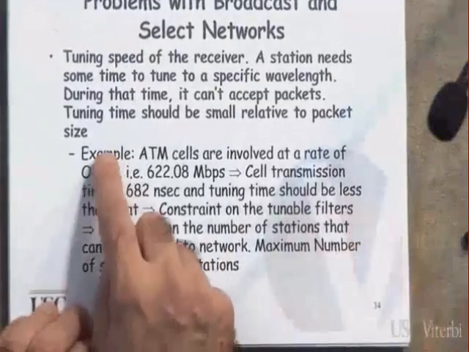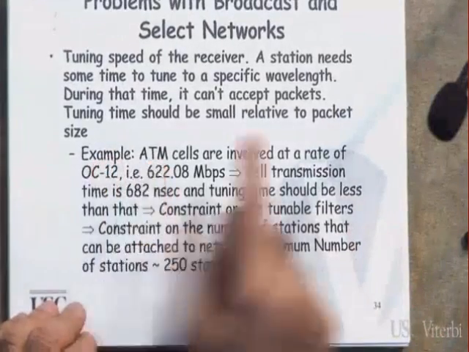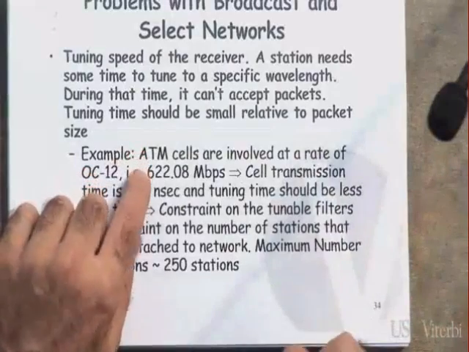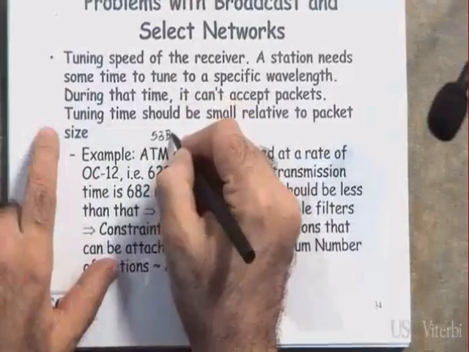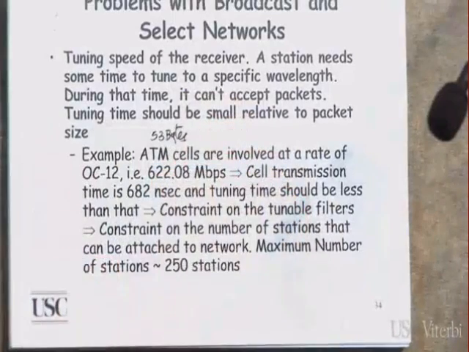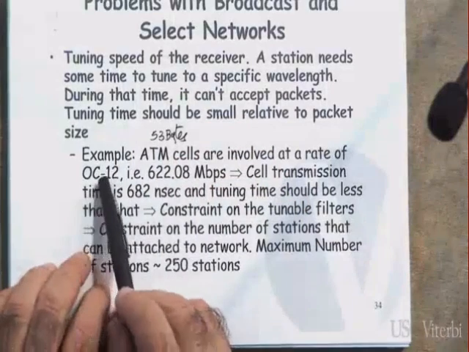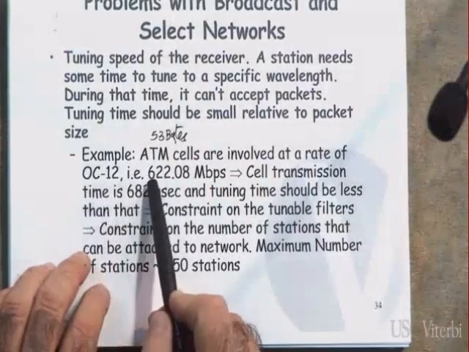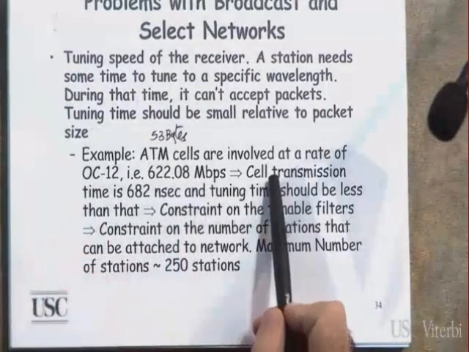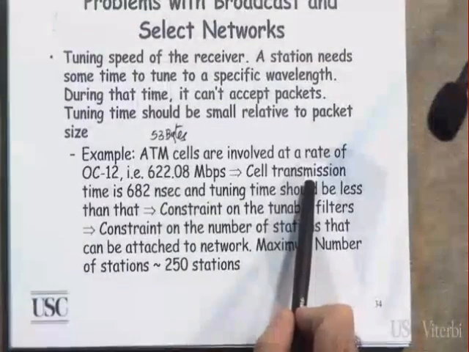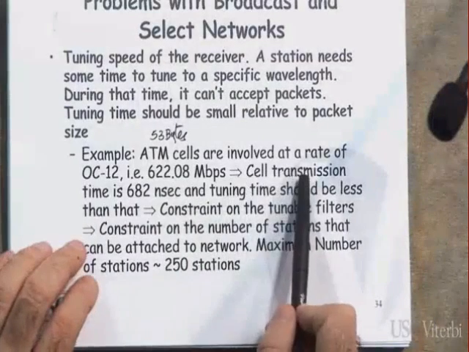Let's see if you can help me with an example. Let's assume you are transmitting ATM cells. ATM cells is 53 bytes long. Okay. ATM cells are sent at a rate of OC12. What is OC12? It's 622.08 megabits per second. How long does it take to transmit the cell?